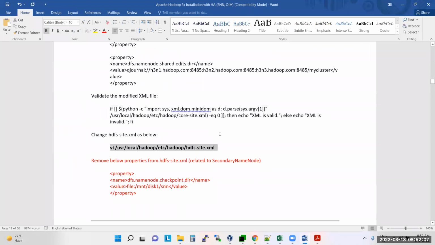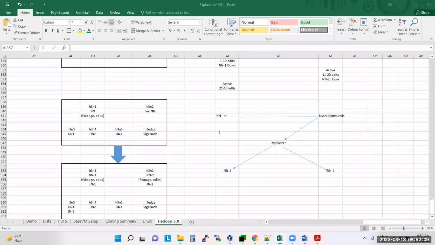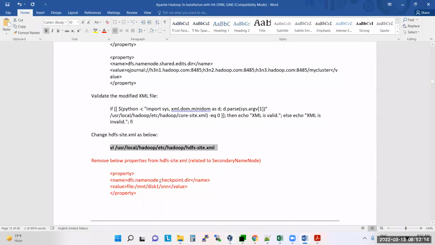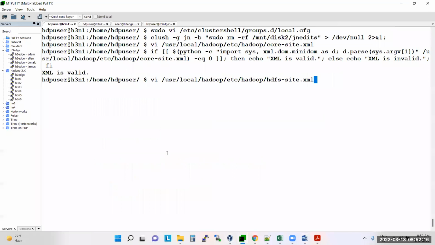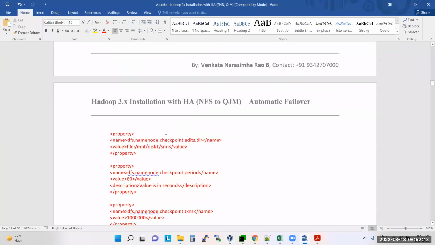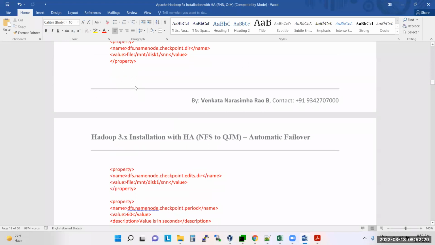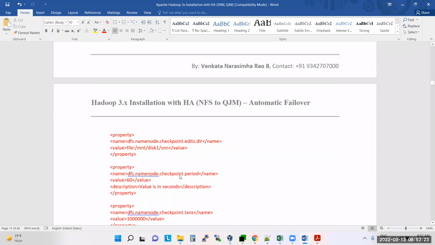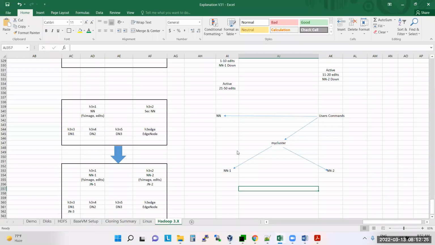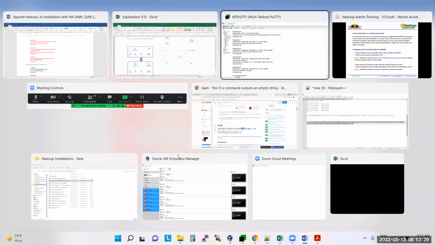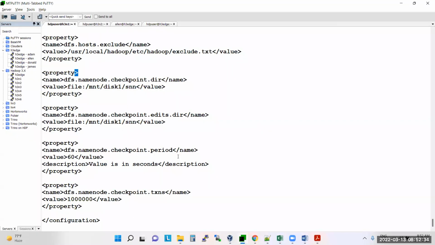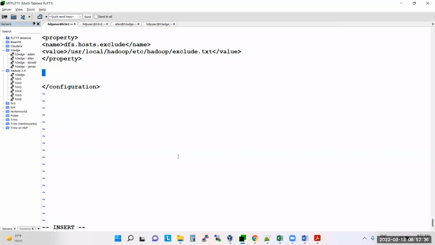So open HDFS site XML. Here, what are the properties you were given for secondary name node? These are the properties which you added for secondary name node. You remember? Yes, sir. Checkpoints. These are the four properties. You delete these four properties, the ones you were given for checkpoint, and in that place, add the below properties.